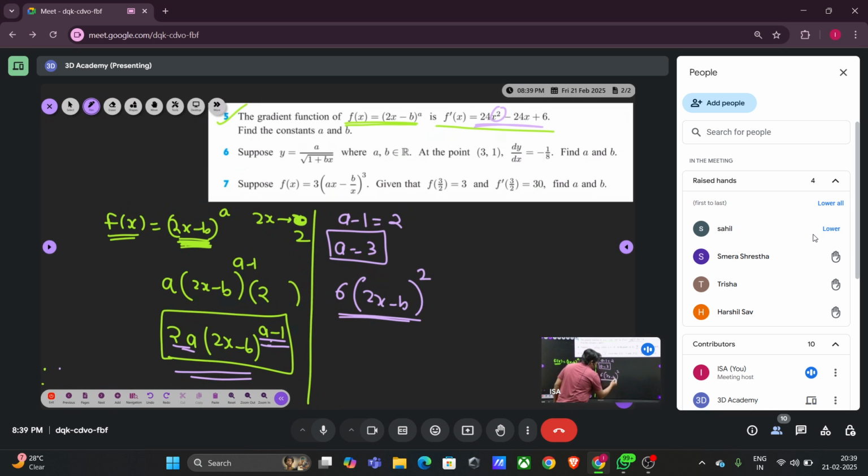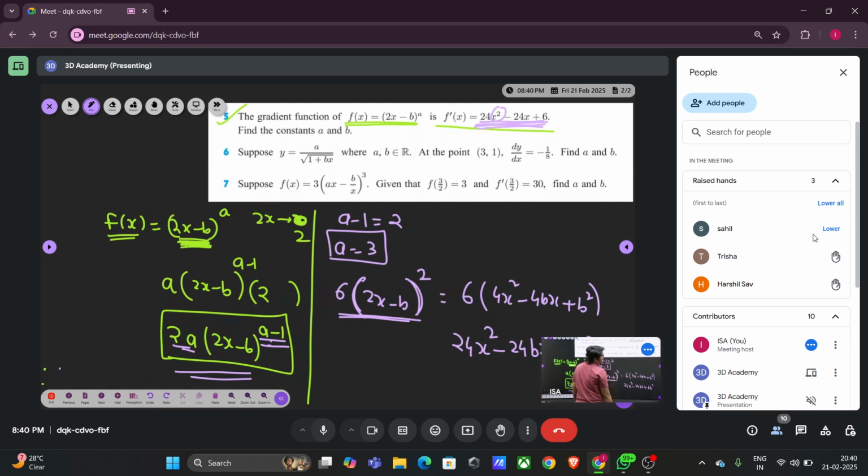And now here, as it is the expansion of 2x minus b raised to power 2, you can write it like this: 6 times bracket 4x square minus 4bx plus b square. Now if you compare it with this question, either you can factorize from here or you can multiply this 6 in between. What you get? 24x square minus 24bx plus 6b square. Correct?